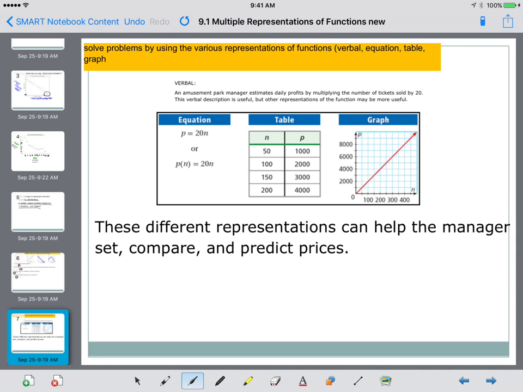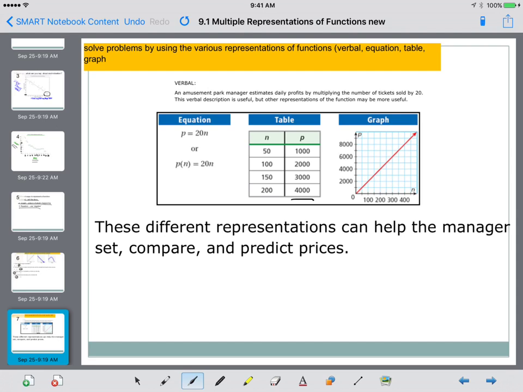We can use this stuff to solve some problems here. So taking a look at this, here's the verbal description. An amusement park manager estimates daily profits by multiplying the number of tickets sold by 20. This verbal description is useful, but other representations of the function may be more useful, such as the equation here. Profit equals 20 times n, where n represents the number of tickets. Or you could use a table where we have some values, where if you sold 50 tickets, there's a profit of $1,000. If you sold 200 tickets, profit of $4,000.